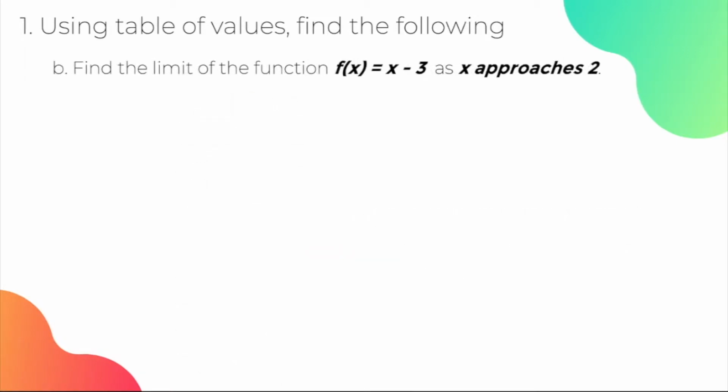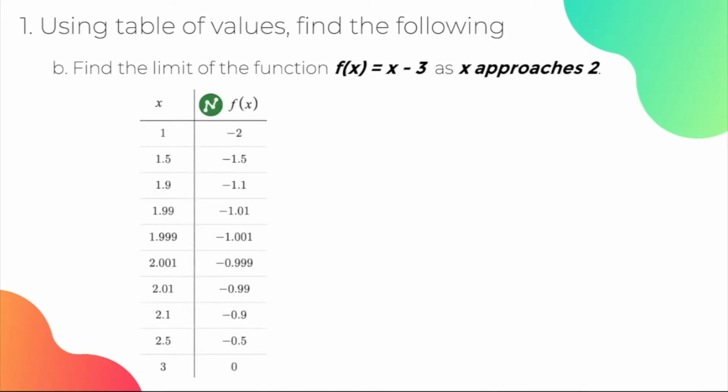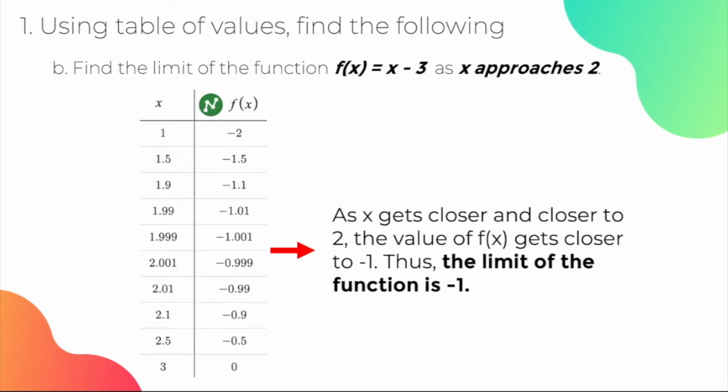Now, let's find the limit of the function f of x is equal to x minus 3 as x approaches 2. Using also the table of values in Desmos application, we can see that as x gets closer and closer to 2, the value of f of x gets closer to negative 1. Therefore, the limit of the function is negative 1.